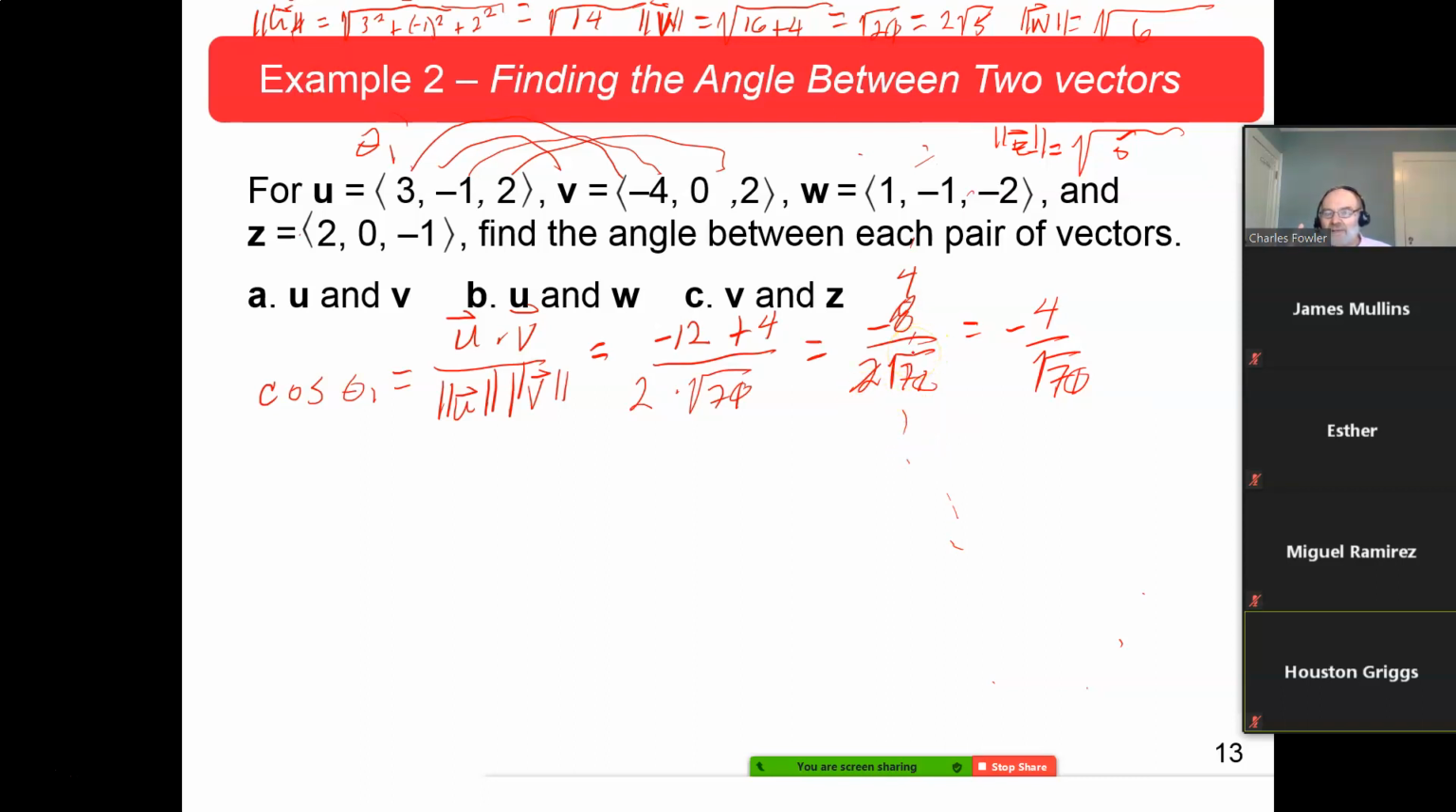Here's a place to be a little careful. Remember, the cosine of an angle can only be between -1 and +1. Well, certainly this is negative. The square root of 70 is something greater than 8, right? Because 8 squared is 64, so this is a little bit greater than -1/2. So yeah, that's within the range.